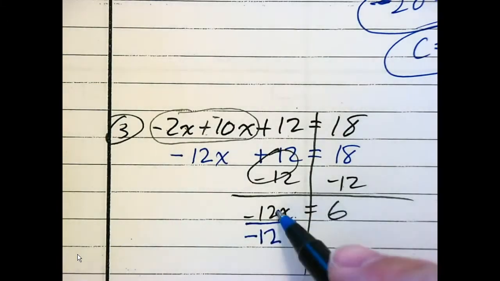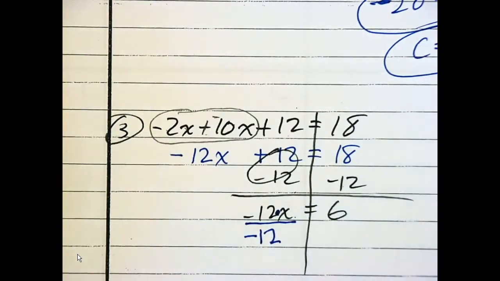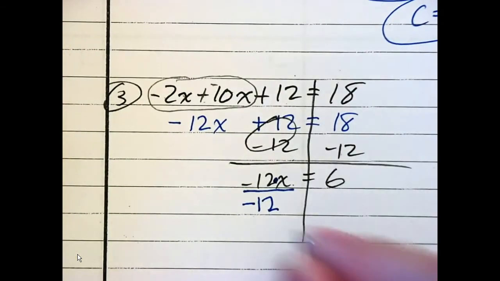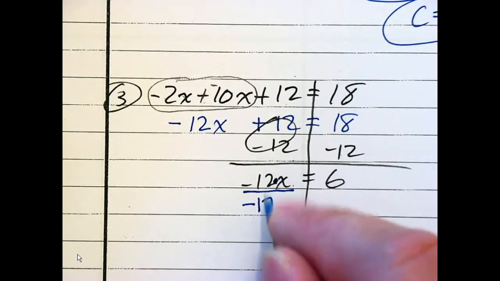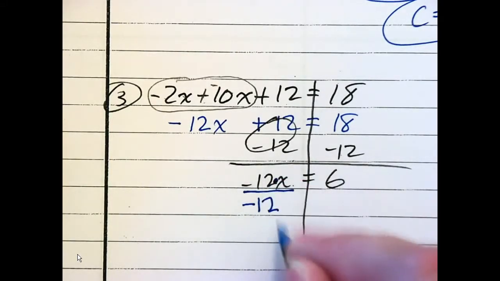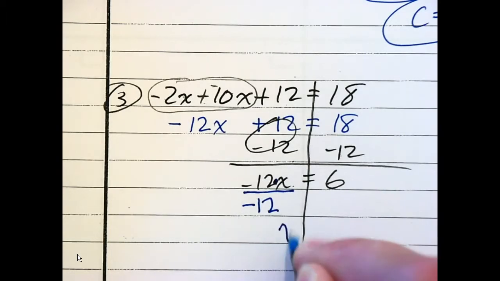And negative 12 divided by negative 12 is? Yeah, it's just 1, right? When you divide something by itself, you get 1. So I'm left with 1x, which we write as x.